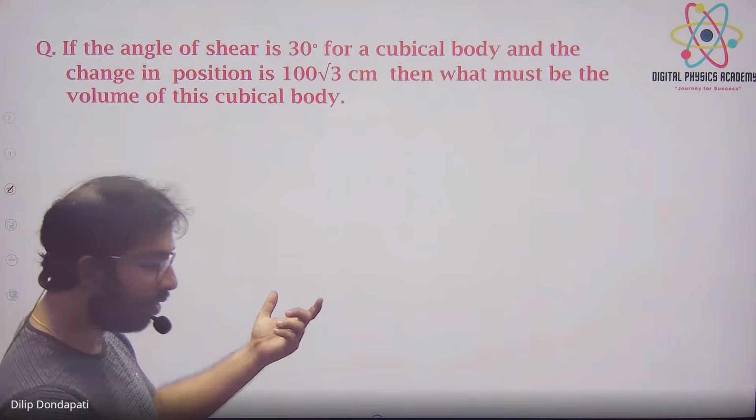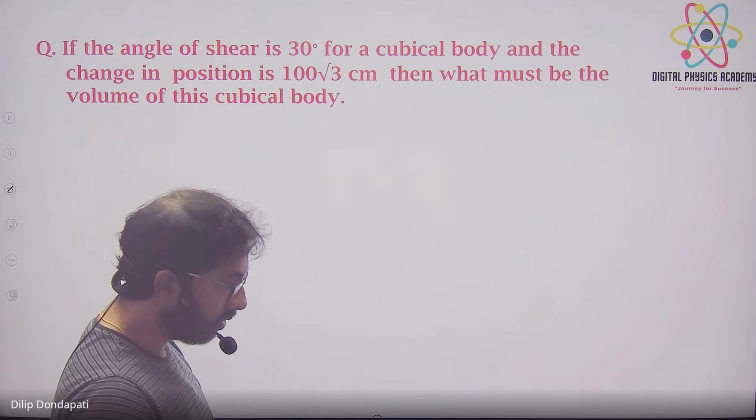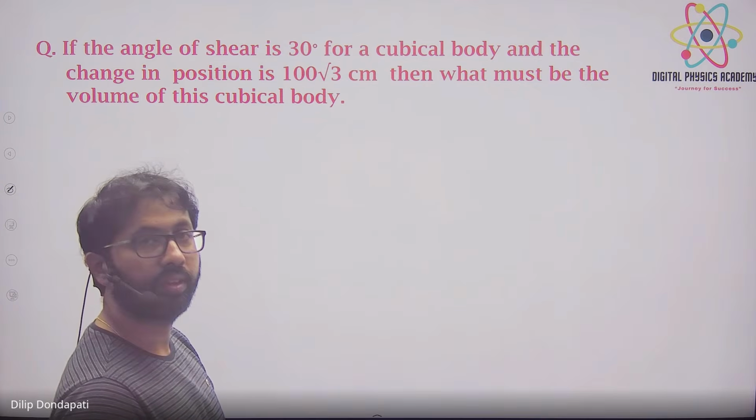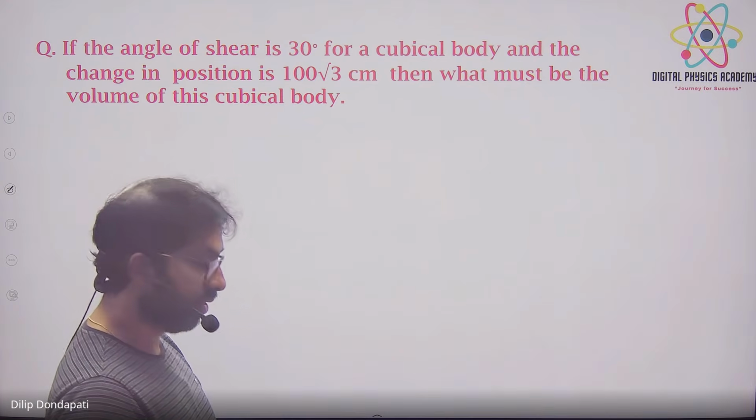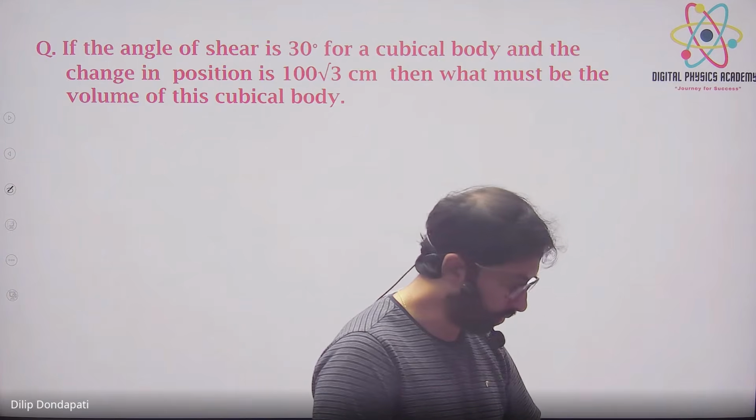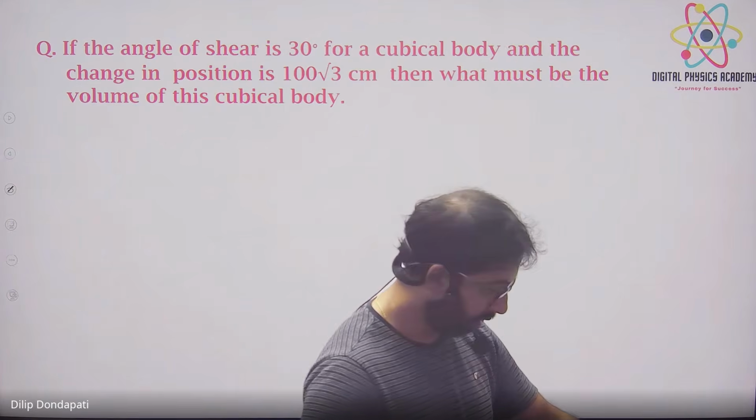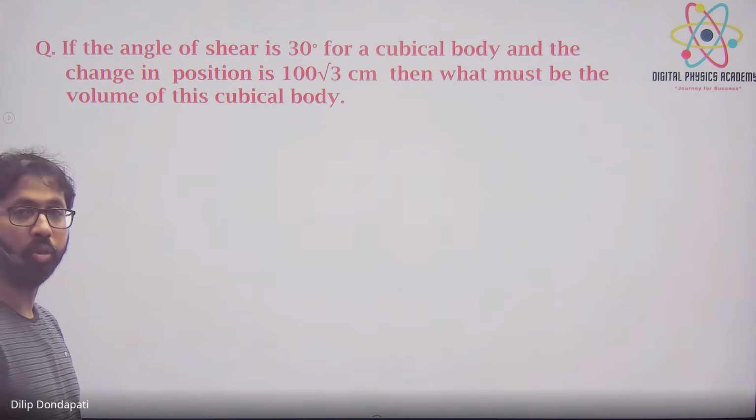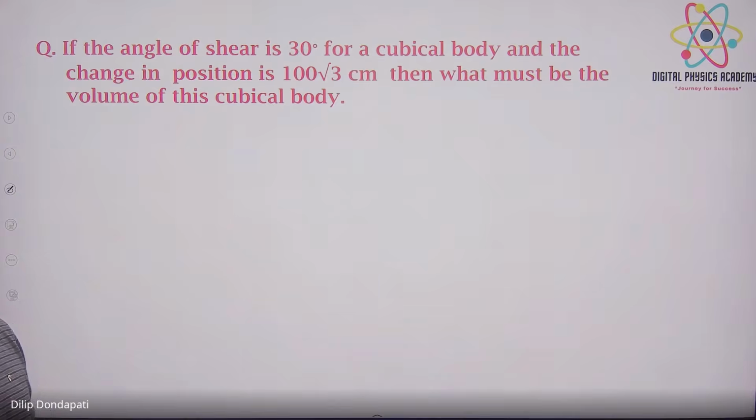Sir, the side is 2.7 into 10 to the power 7. How much? Okay, in meter cube the answer. So 27. Oh wait, it's cubical, it's L cube. We get 27 meter cube. Yes, 27 is the answer. Understood? So the answer is in meter cube.